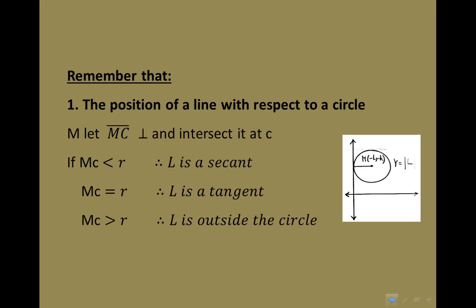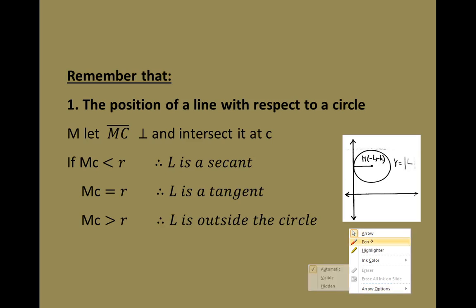Remember the position of a line with respect to a circle. Let M be the center of the circle, and C belongs to the straight line, with MC perpendicular to this line. If MC is less than the radius of the circle, then the straight line L is a secant to the circle. If MC equals R, then L is a tangent to the circle. If MC is greater than R, therefore L is outside the circle.